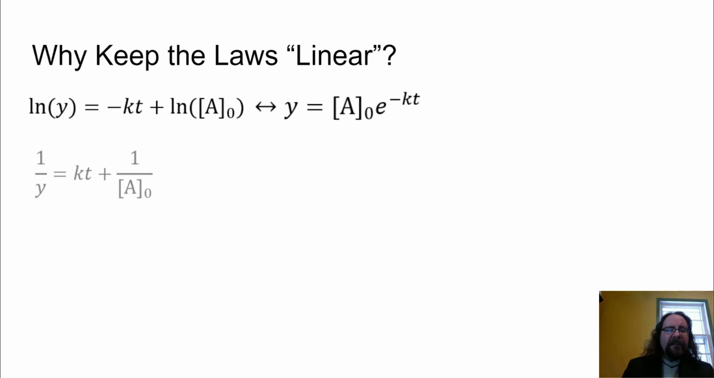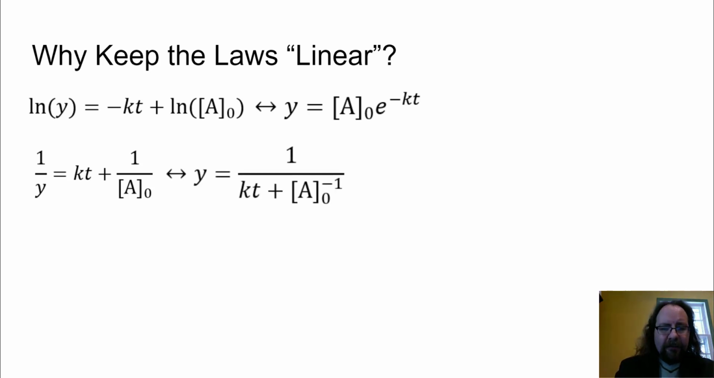Now that's something that should look very familiar to you from your work in a calculus class. We can also do something similar with our second order, which we can change from this form to y equals 1 over kt plus 1 over the initial concentration by taking the reciprocal of both sides. But even though we do this in calculus class, we don't typically do it here. The book tends to leave it in linear form. You might think that is just to avoid the additional mathematics and algebra, but there actually is a better reason, and we're going to talk about that right now.